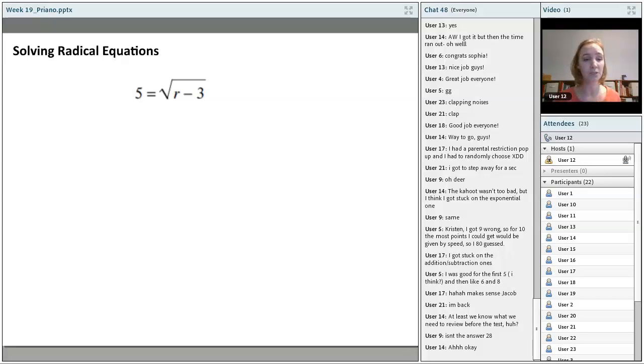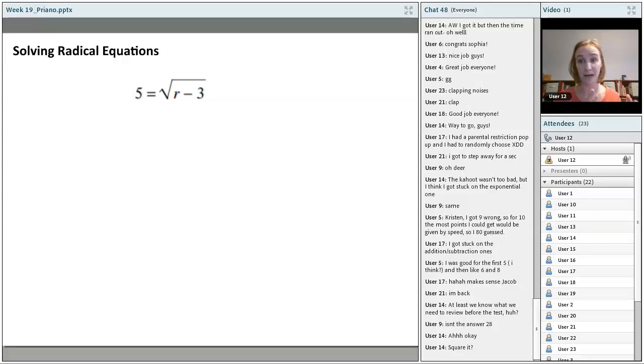How can we solve this equation? R is inside the radical here, okay? So in order to get rid of the -3 and isolate the R, we need to do something about the radical. Very good, Sharon, that's right. We need to square it.